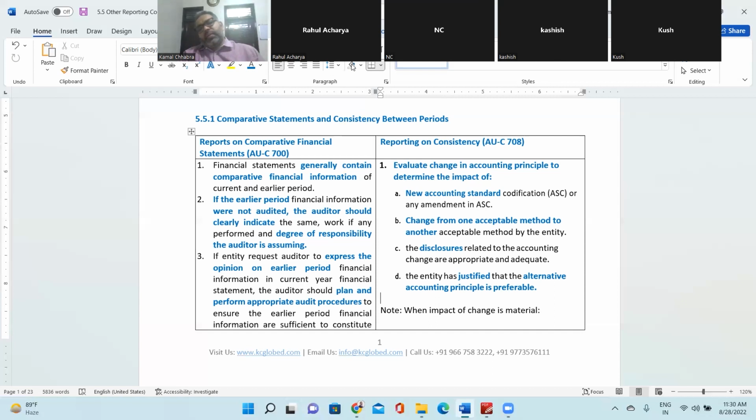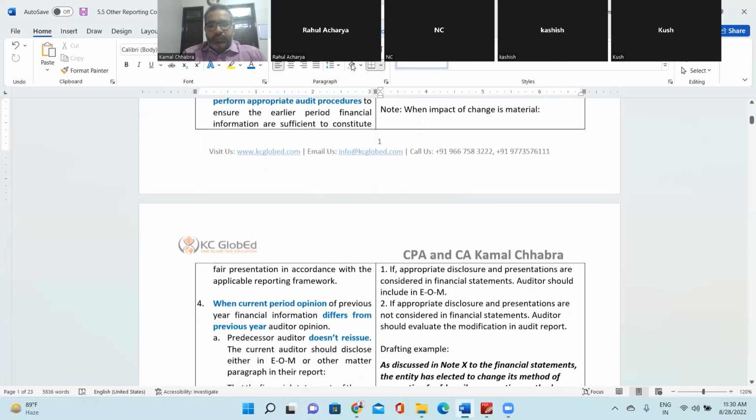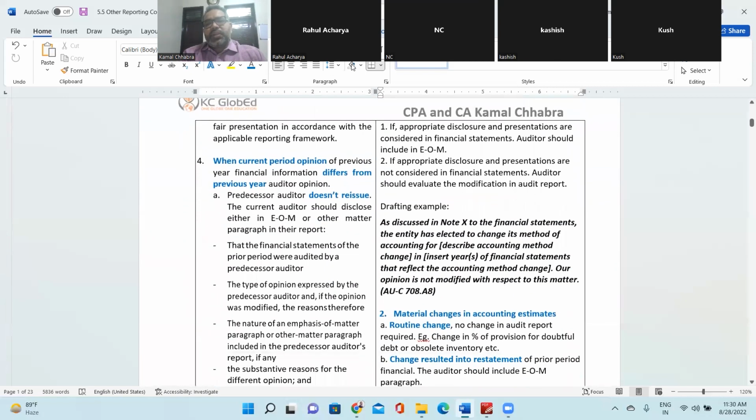When the impact of the change is material, if appropriate disclosure and presentation are considered in the financial statements, then the auditor should include an EOM, emphasis of matter. If appropriate disclosure and presentation are not considered in the financial statements, then you need to evaluate for modification. That's a GAAP issue. So how do you draft the modification in the audit report? For example, as discussed in note number X, let's say you have changed from the inventory FIFO method to the weighted average method and you have note number 10 for the inventory.